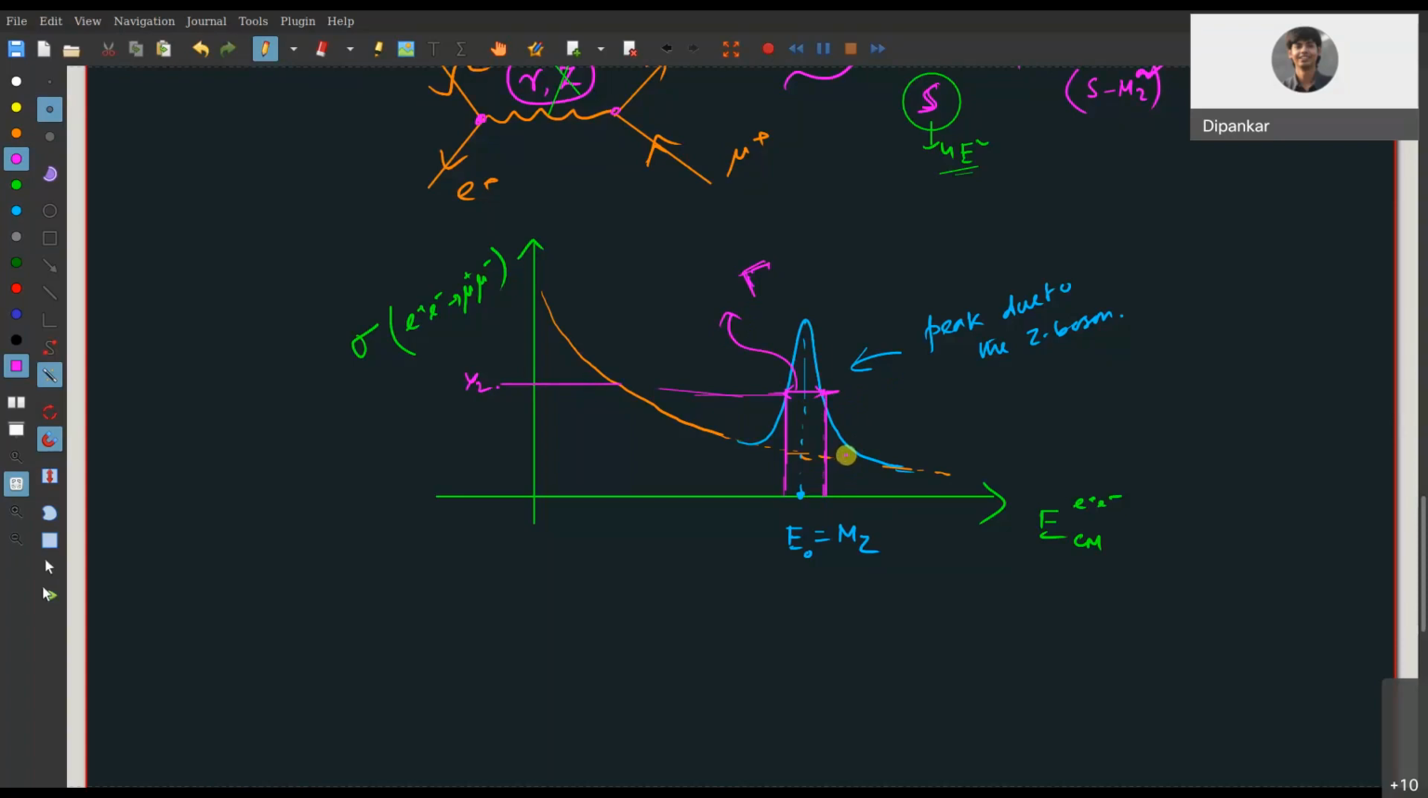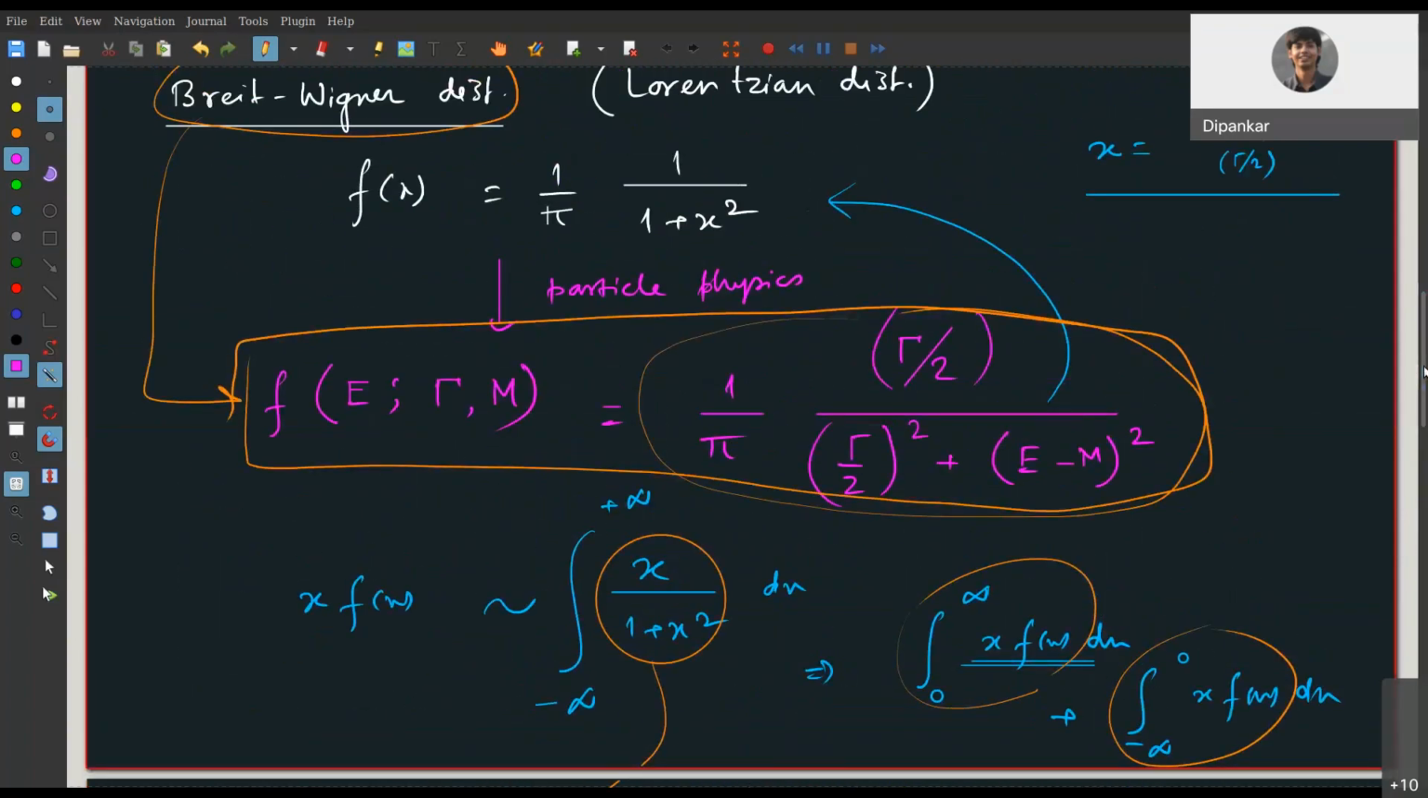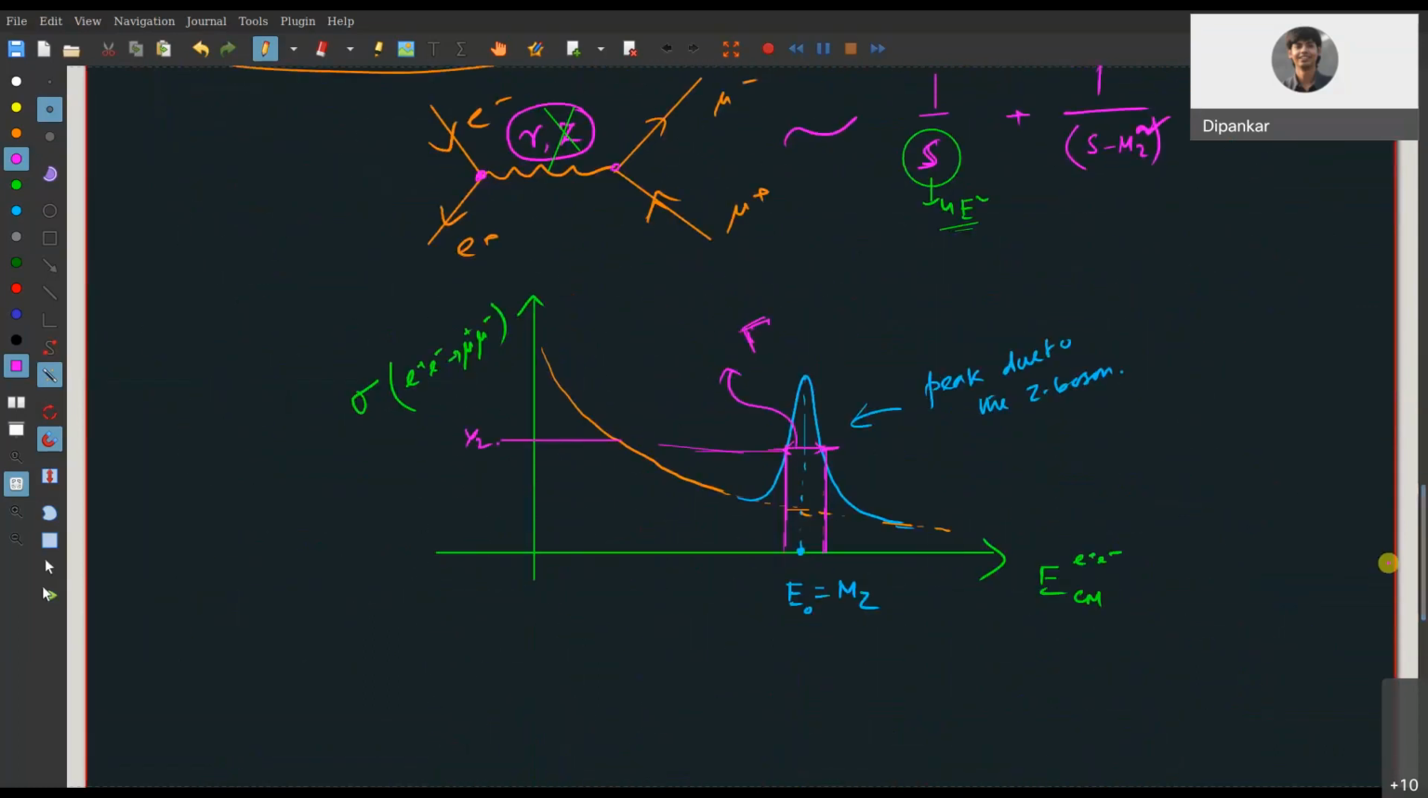So this is the essential idea of particle physics: if there is a resonance, then this kind of distribution is expected. And if you ever see a resonance in your data, then from that resonance you can infer the possible mass and the possible width of this Z boson, or this, let's say, new particle that you are observing.